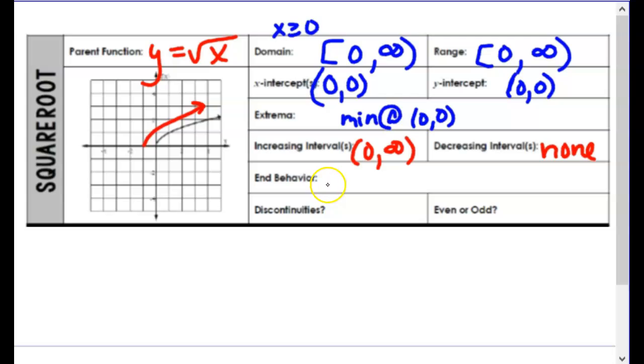End behavior is a little funky here because you can't say as it goes to negative infinity, it doesn't. You would actually say the y is going towards infinity as x goes to the right. But then you would say y gets closer to 0 as x gets closer to 0. That's the best you could do for the left side. I will not ask you that.